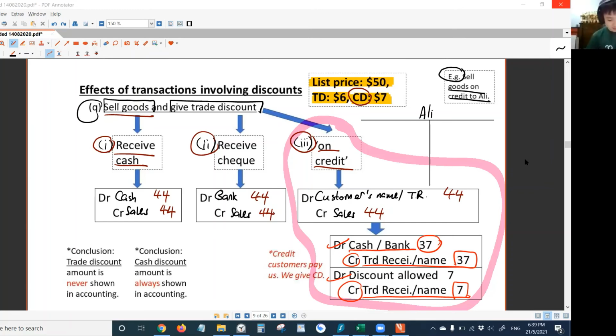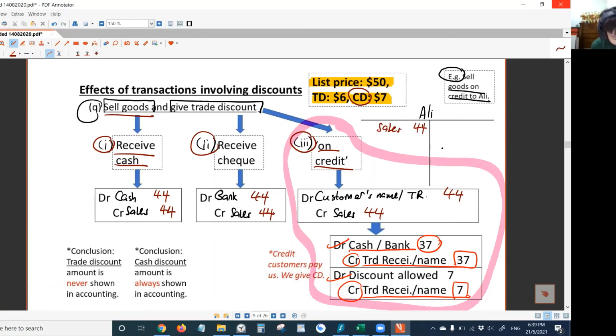So initially, the customer owes us 44, right? So you should debit Ali's account 44, but you have written 37. You should debit Ali's account with 44. That's the original amount owed by Ali to us, 50 minus 6.